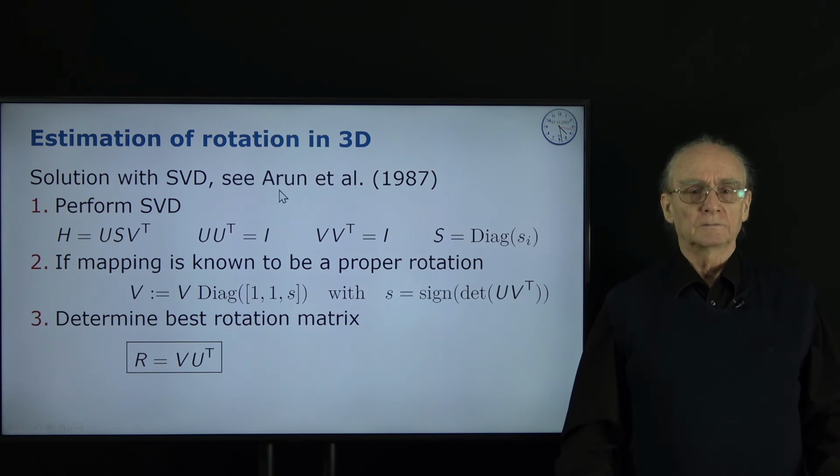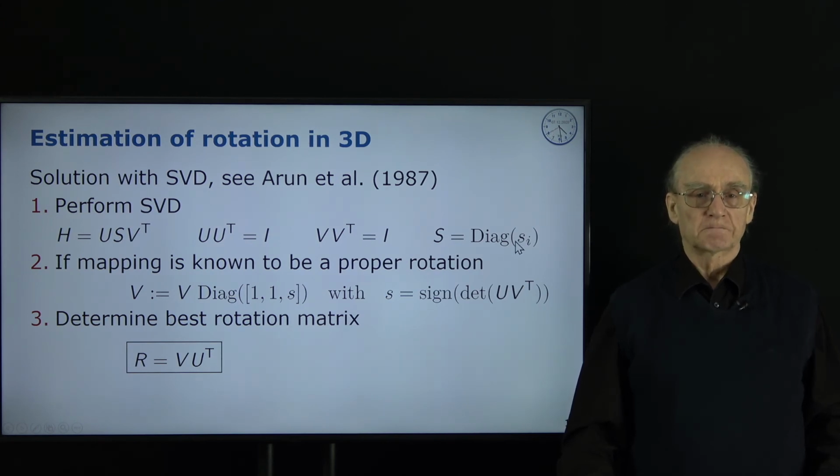So Arun proposed with his colleagues in 1987 the following result. We take the matrix H. That means that's a 3 by 3 matrix. We make a singular value decomposition with an orthogonal matrix U and an orthogonal matrix V and a diagonal matrix S, which has only positive entries.